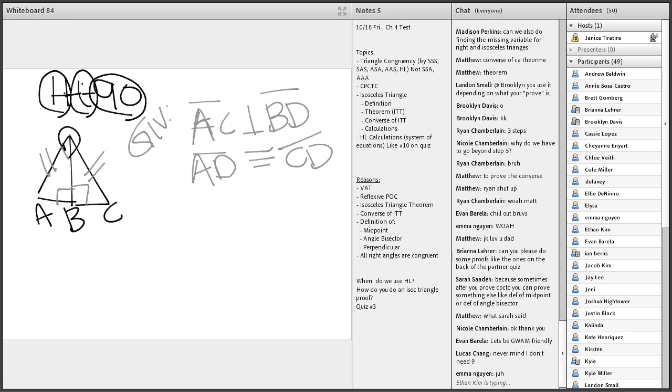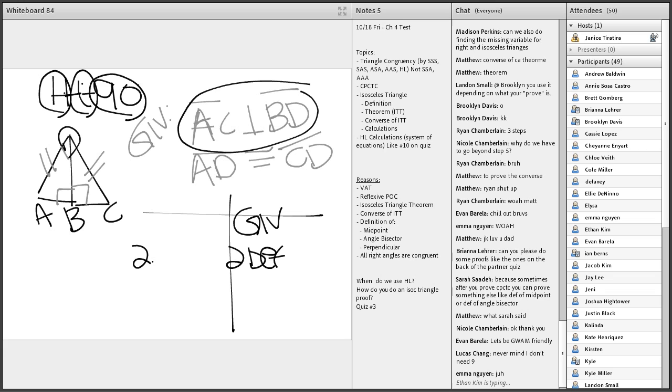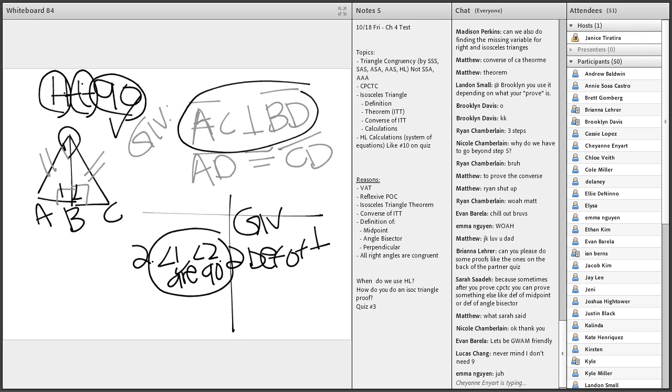So if I were to do this in a proof format, I would say, given. And then number 2, you would want to say definition of perpendicular. Angle 1 and angle 2 are right angles, or you could say 90 degrees. You could shorthand for some of the classes, right? This is needed. You need to say something about 90 degrees because that's a requirement for HL.